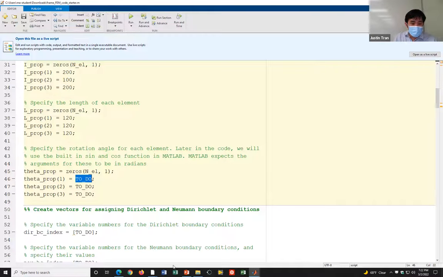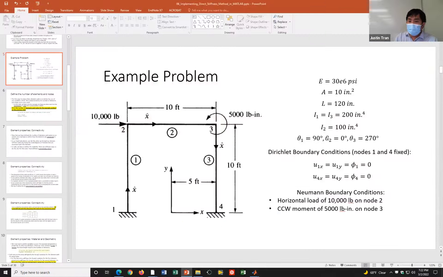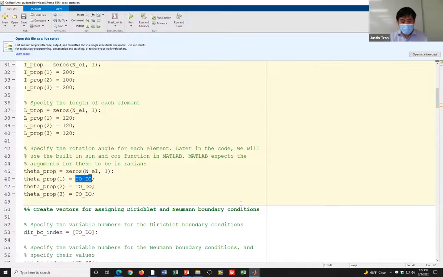For element one, the rotation angle is 90, and so we convert that to radians. 90 is pi over 2. The second element has a rotation angle of 0, so we're going to put a 0 there. Then for element 3, we have a rotation angle of 270, and so we can do 3 pi divided by 2.